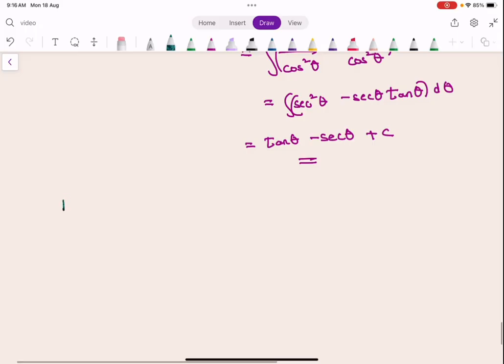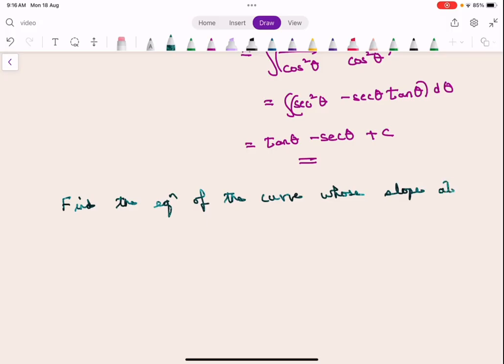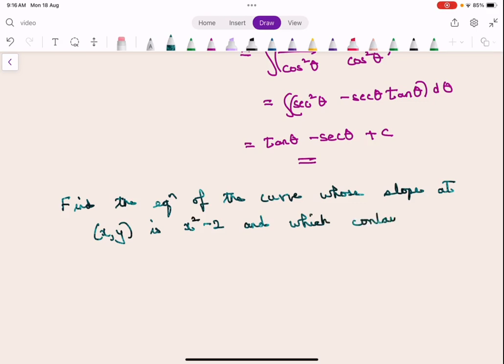This is a word problem. Find the equation of the curve whose slope at xy is x squared minus 2 and which contains the point 1, minus 3.